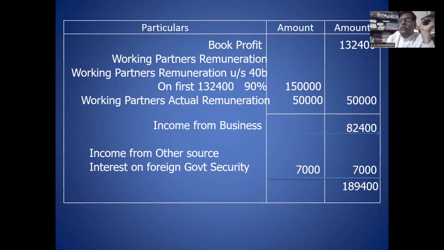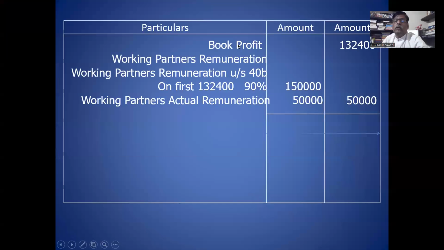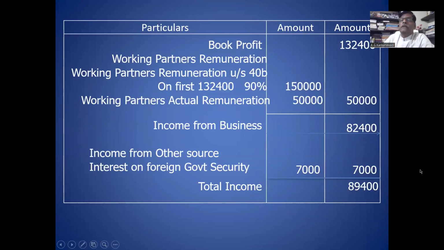Then the total is 89,400. 89,400 is called the gross total income. From this gross total income, you deduct the Section 80 deductions. There is no deduction under Section 80. Therefore, this answer itself is the total income. Okay, this is question number 16.